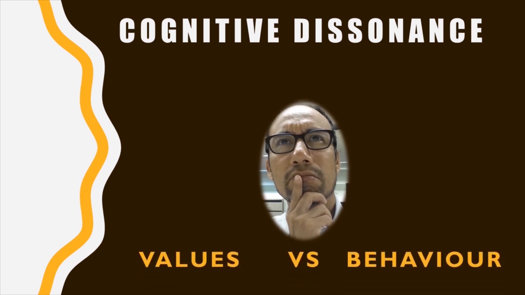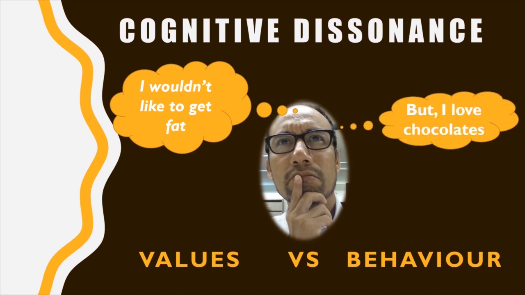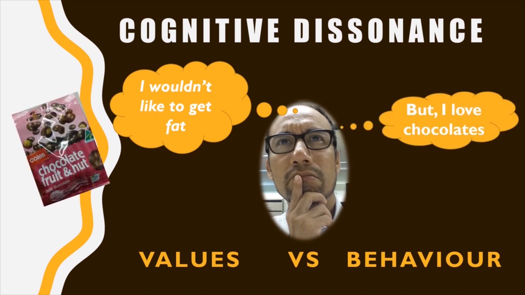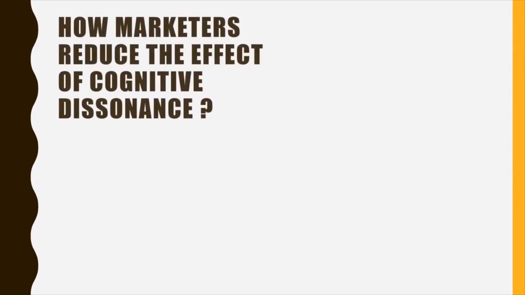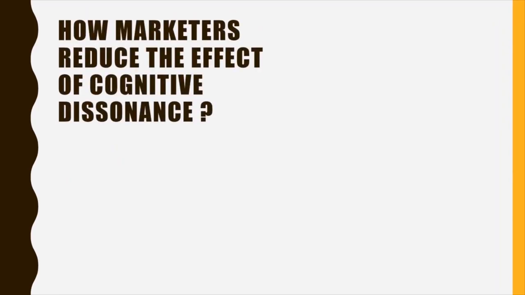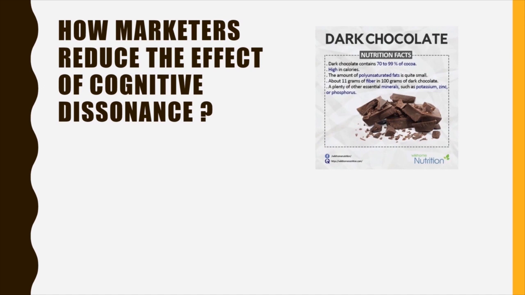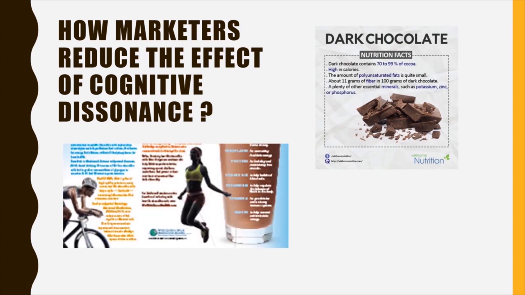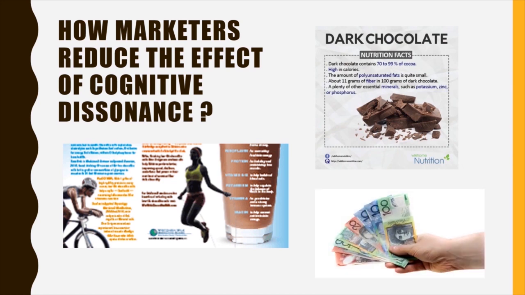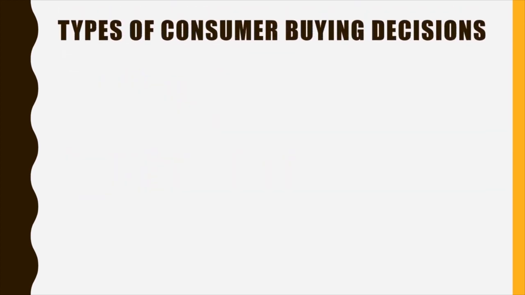Cognitive dissonance is the inconsistency between my actual behavior and my values or beliefs. Personally, I wouldn't like to get fat, but I really like chocolates, so I try to justify my decision to reduce this dissonance by seeking information that reinforces positive ideas about chocolates. Additionally, marketers can help reduce dissonance through effective communication with consumers. Returning to my chocolate case, by reinforcing some positive nutritional facts, marketers try to minimize the effect of my inconsistency. Also, marketers recommend exercise because it is a healthy activity, encouraging me to deal with the disadvantage of becoming overweight. And they guarantee my total satisfaction, including the possibility of getting my money back if I can't deal with my inconsistency.